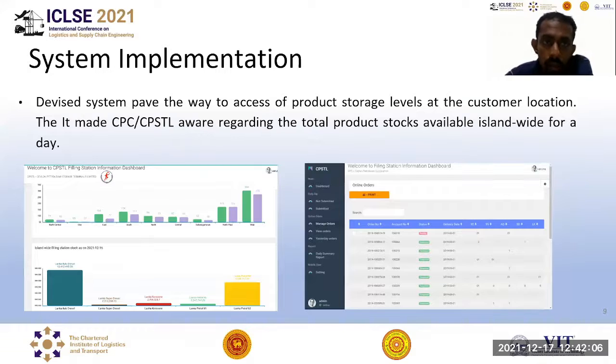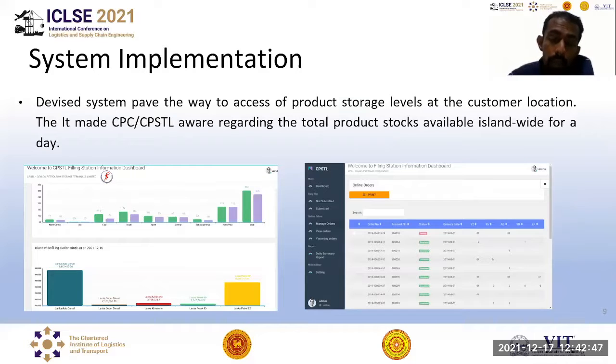The next thing we have achieved is that we have gained access to the information on how much petrol 92 or 95, super diesel or diesel stock they have now. With that information, it gives CPSTL leverage to prioritize which filling stations need fuel faster, and to see whether the load can be unloaded at the customer's location or whether there is not sufficient space.